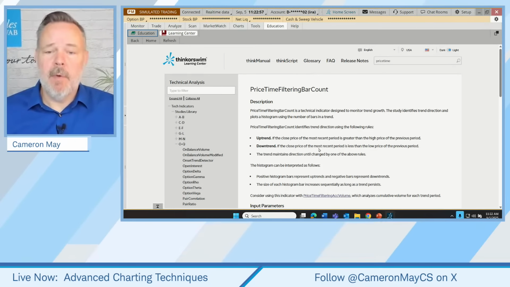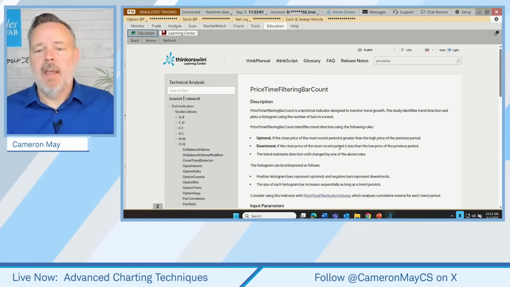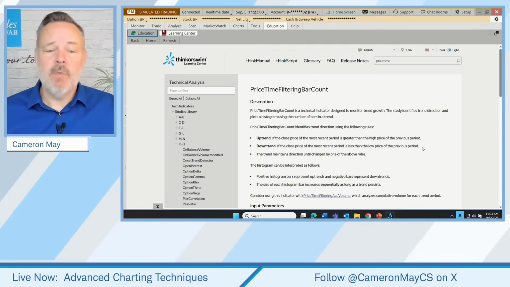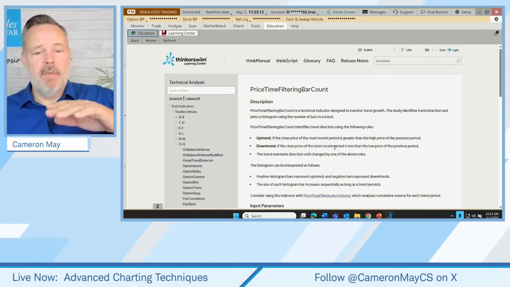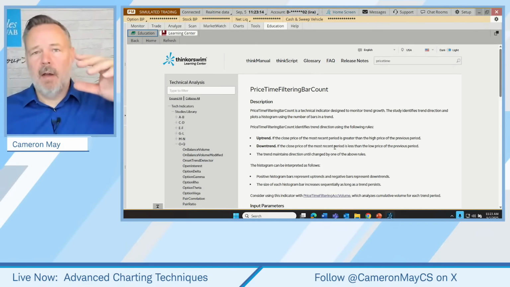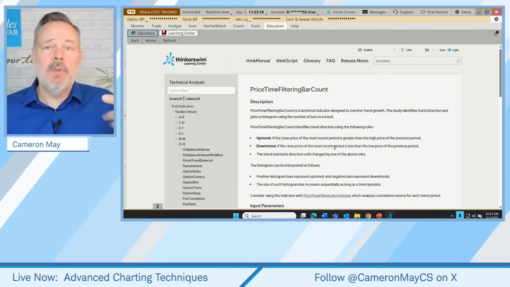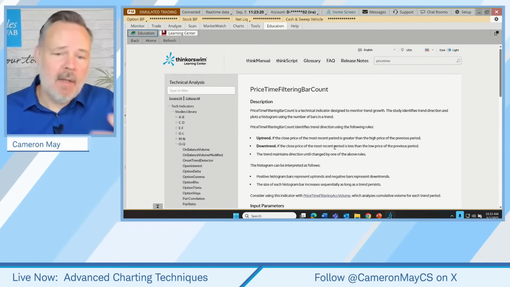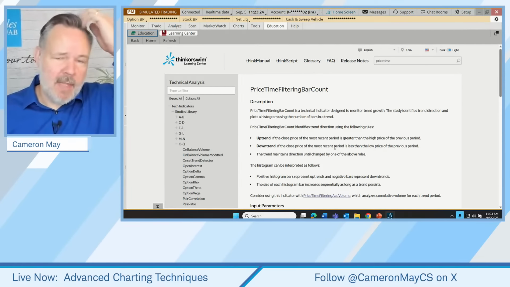Well, if the closing price of the most recent week, if we leave the defaults in place, is less than the low price of the previous week, that's a downtrend. Trend maintains direction until changed by one of the above rules. So it just keeps going. If we don't get a close with a high above the previous week, but we also didn't get a close with a low below the previous week, it just continues in an upward trend. Does that make sense? You might need to revisit that.